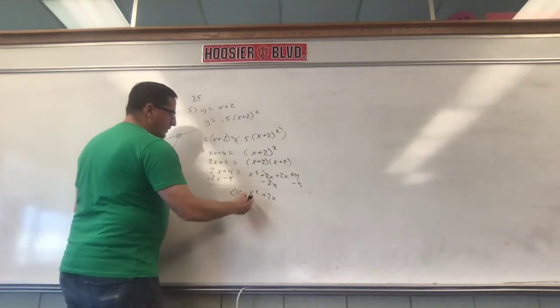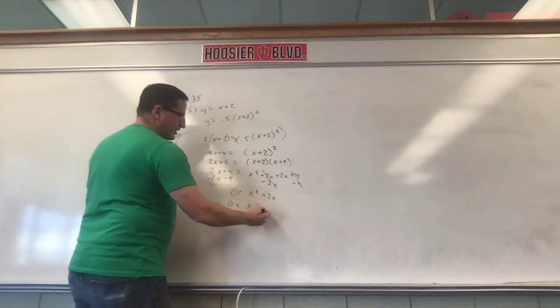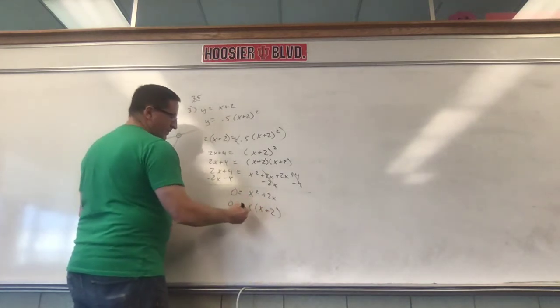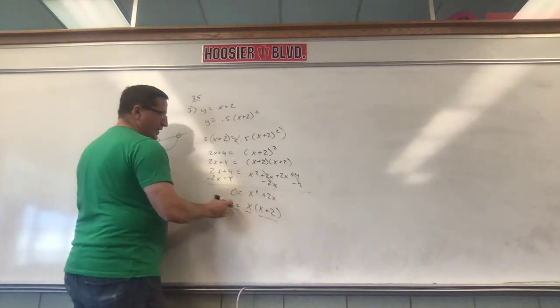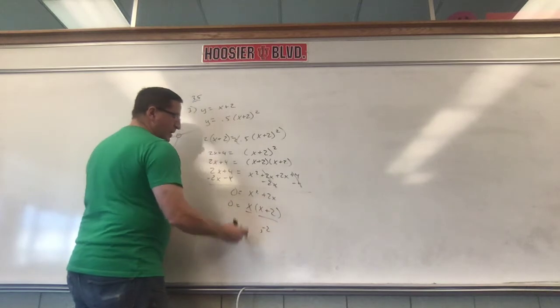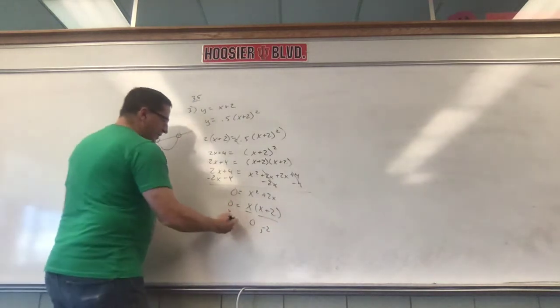So we have 0 equals, I can factor an x out of this: x times x plus x times 2. Now we have this times this, and we get 0 for an answer. So either this is 0 or this is 0. What makes this 0? Negative 2. What makes this 0? 0. So x is 0 as well as negative 2.